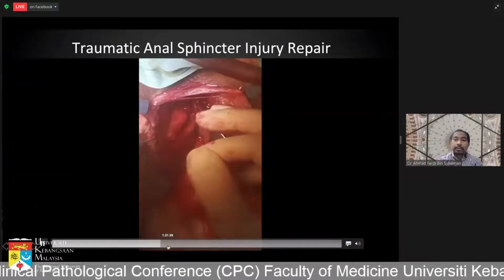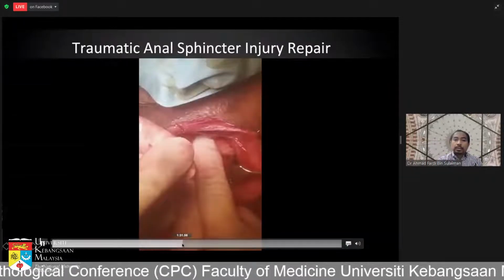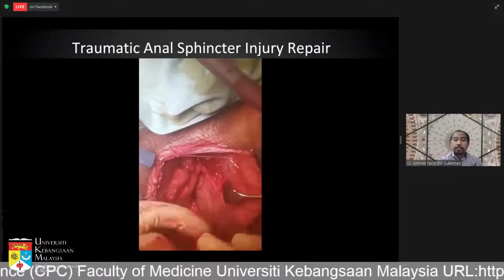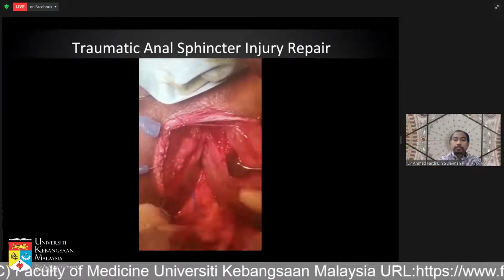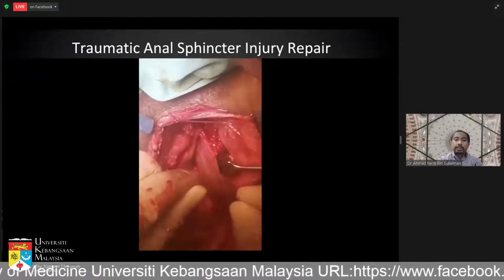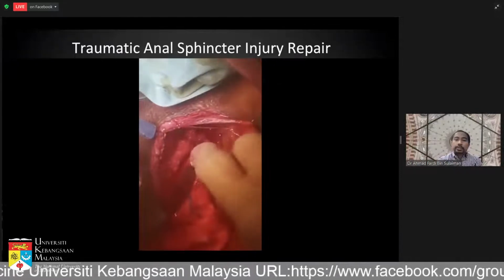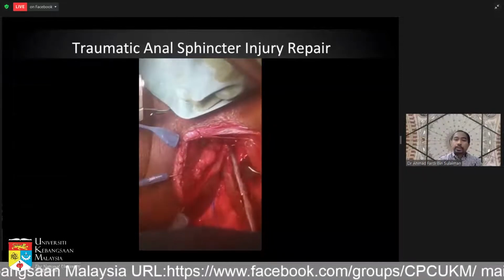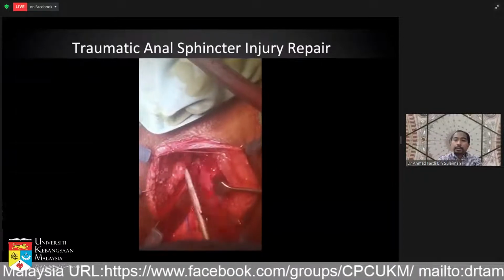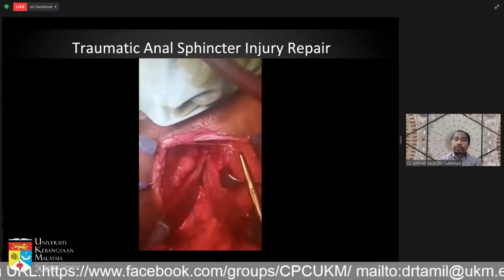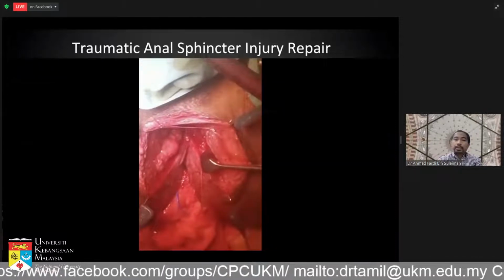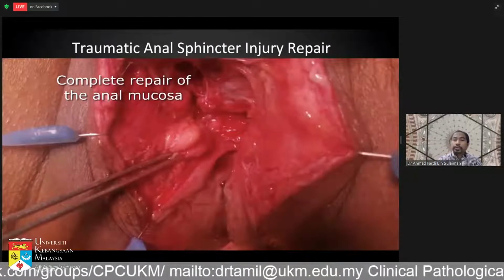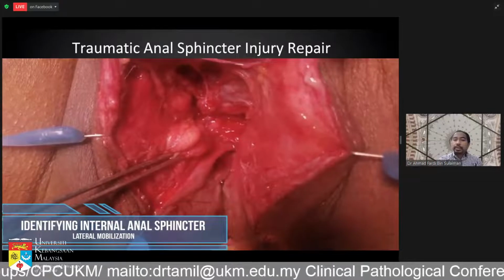I skip a bit. Okay. You can see here I'm using the absorbable interrupted suture with the intention to have a watertight and airtight repair. And then make sure not to catch the posterior part of the anal mucosa, because as I said earlier, the injury is at the 12 o'clock. There is a complete repair of the anal mucosa, the first layer.